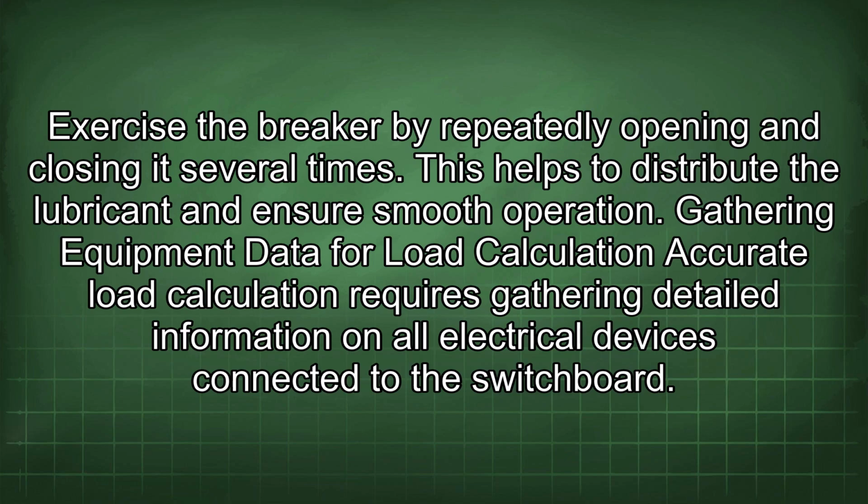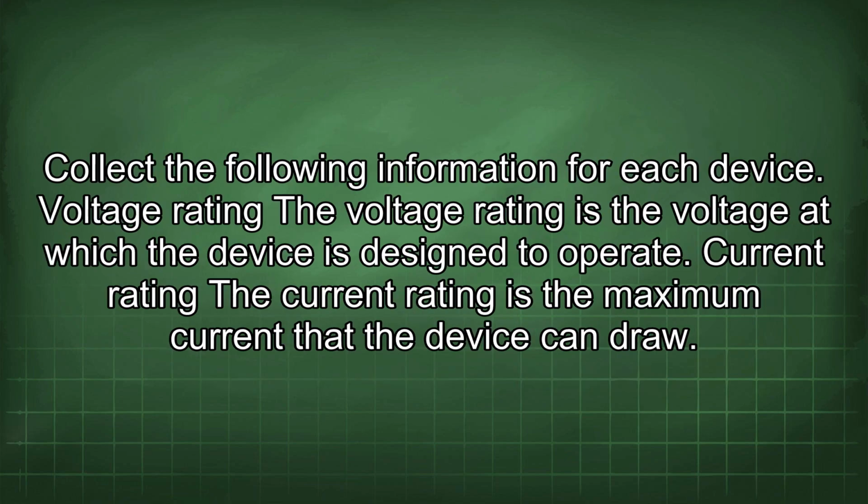Gathering equipment data for load calculation. Accurate load calculation requires gathering detailed information on all electrical devices connected to the switchboard. Collect the following information for each device. Voltage rating. The voltage rating is the voltage at which the device is designed to operate. Current rating. The current rating is the maximum current that the device can draw.